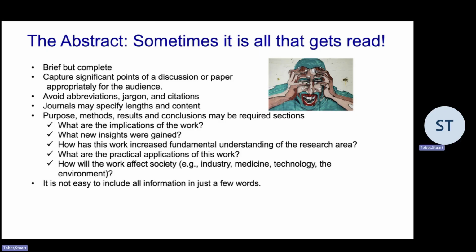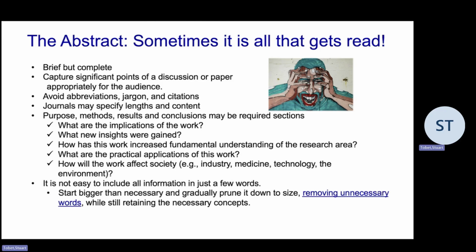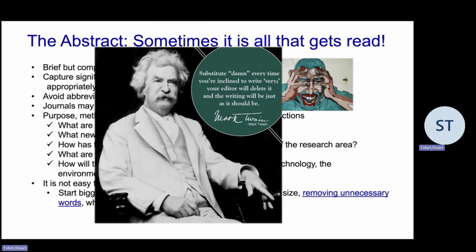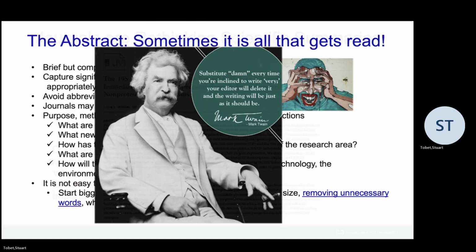It's not always easy to do this in just a few words, and wordsmithing is an incredibly talent-dependent event. So start bigger than necessary, prune it down. It's easier to take words out than it is to try and think of adding more words because you don't have space for them. So just practicing writing abstracts is important. One way to shorten things is an old famous quote, and one that I particularly love, about substituting "damn" every time you're inclined to write "very." The word very is just simply unnecessary. So leave it out, right?